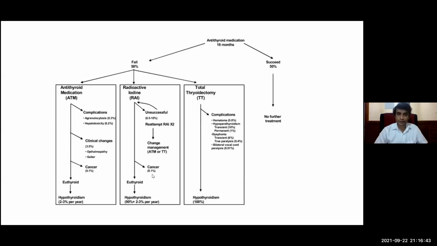Including a low risk of cancer also, right? Surgery also has its complications, right? Recurrent laryngeal nerve palsy, things like that. So you need to consider which of these is best in the 50% who don't succeed with just anti-thyroid medication, right? So that's a brief overview.